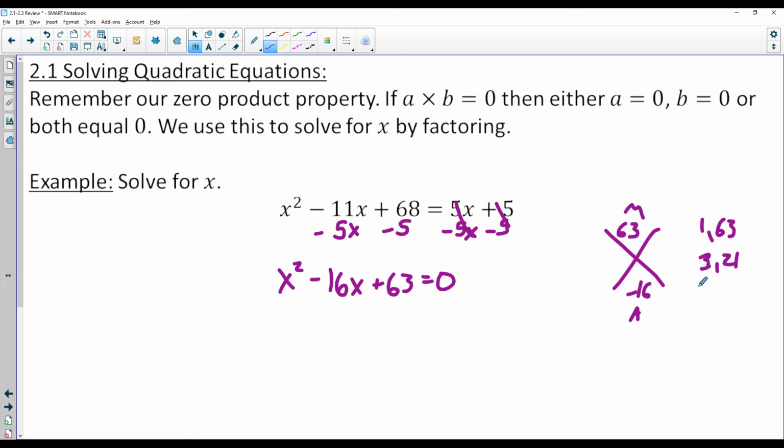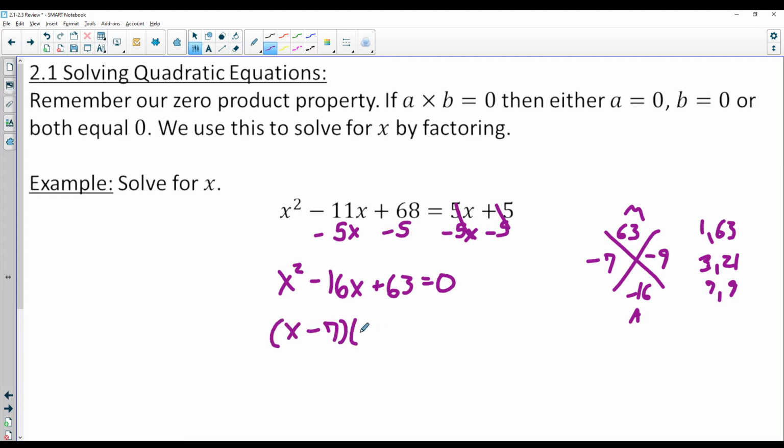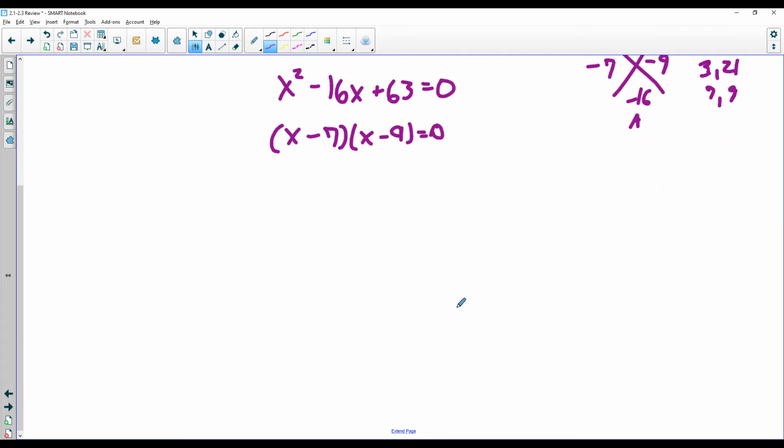So I need to pick up my pen. 7 and 9 are other ones. Oh, and I think together those make negative 16. So if I have negative 7 and negative 9, that'll add to negative 16, multiply to positive 63. And so I know that this can be factored into x minus 7 and x minus 9. All right. And these two are the same things, right? I just changed how it looks.